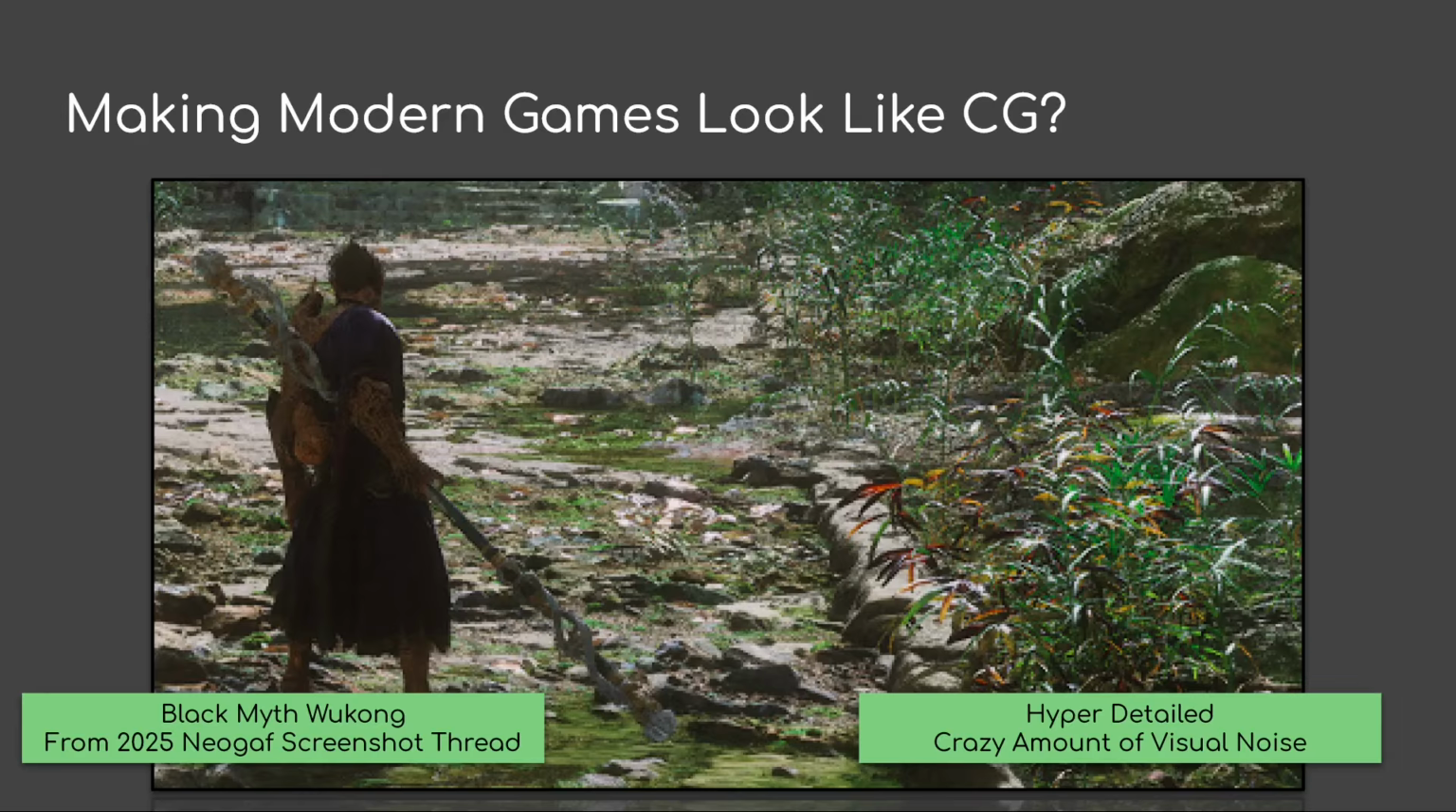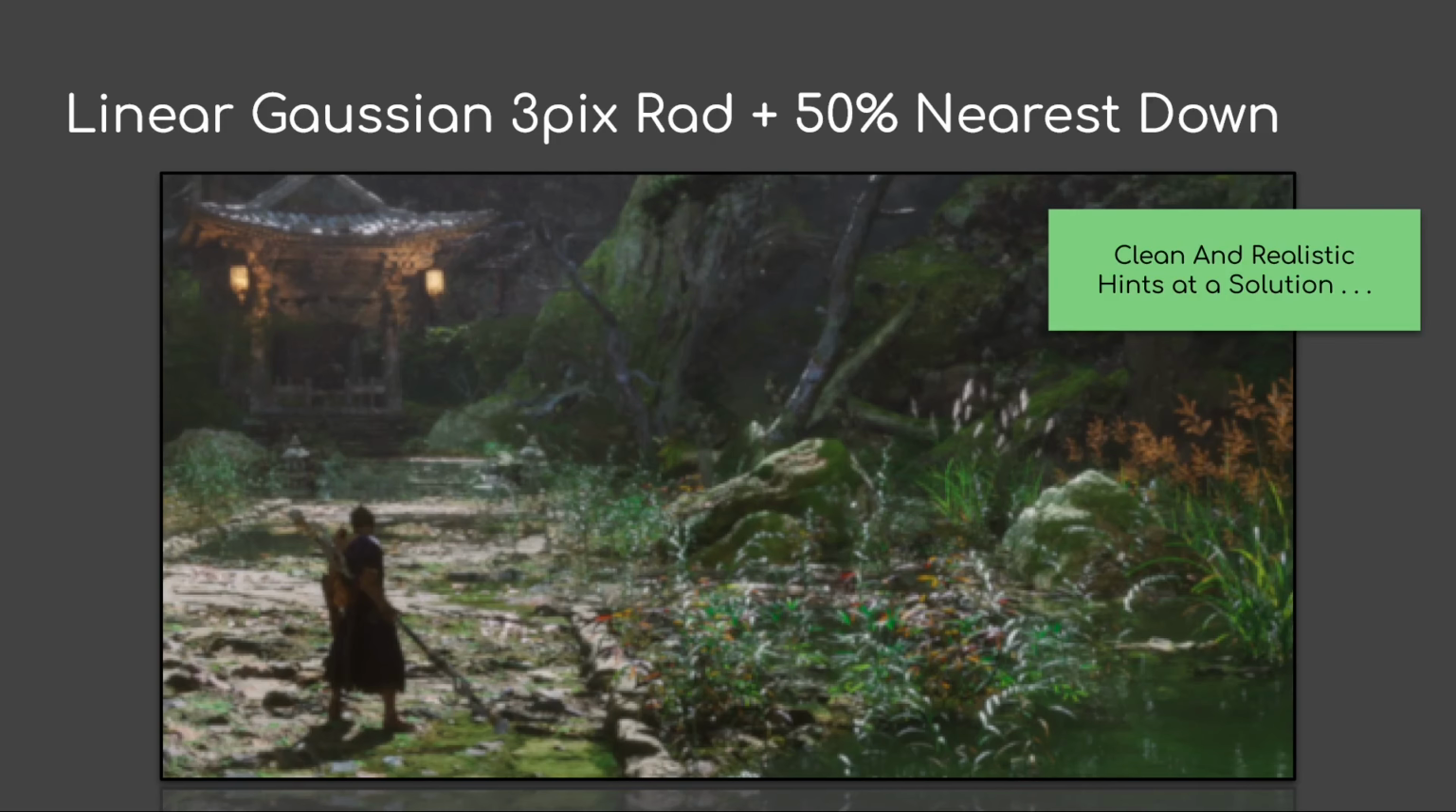So I went to the 2025 NeoGAF screenshot thread and I pulled one of the shots in there, one that was super high frequency, and maybe it had some post sharpening, basically hyper detailed, with a crazy amount of visual noise. And if we want to make this look like a CG film, I put it through a linear Gaussian with a 3 pixel radius, and I did a simple 50% nearest downsampling. And the output now looks a lot more like a CG movie. It's very clean and realistic, and this hints at a solution.